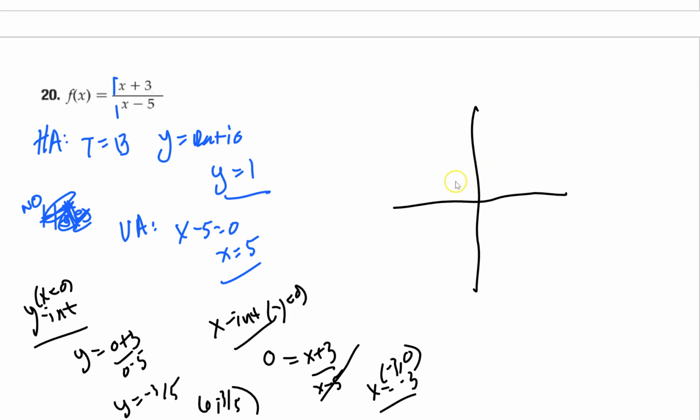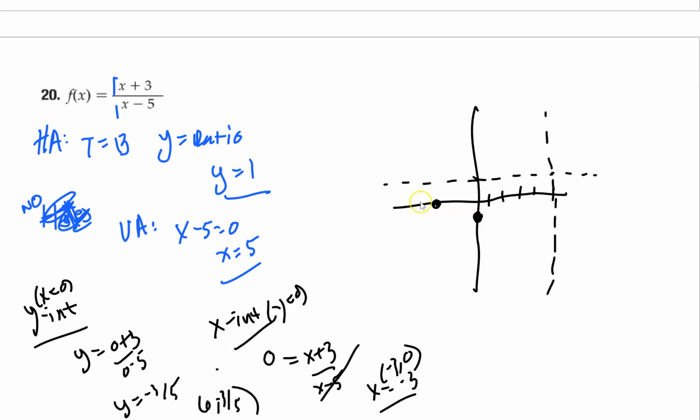That's what I call a straight line. Again, always start with asymptotes. So y equals 1, so like this. X equals 5. 1, 2, 3, 4, 5. Let's use our points. 0, negative 3/5. So 0, negative 3/5 is right there. Negative 3 and 0 is over here.